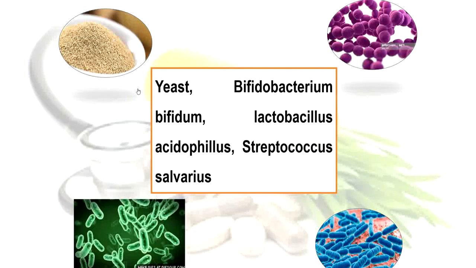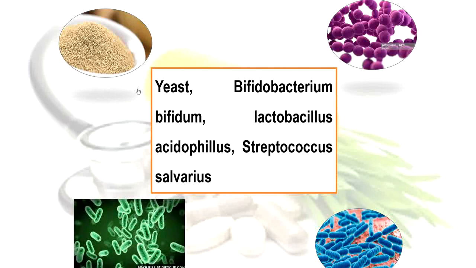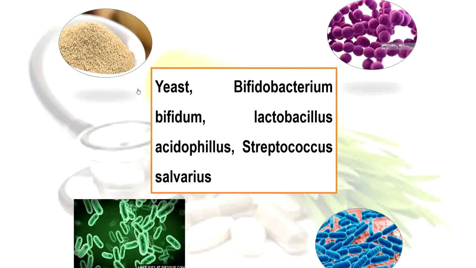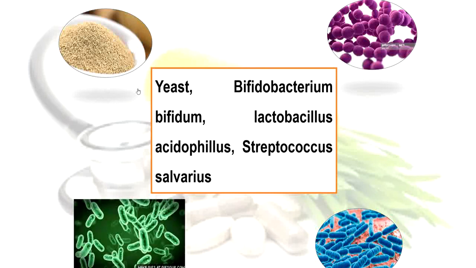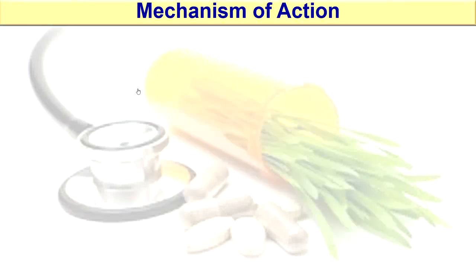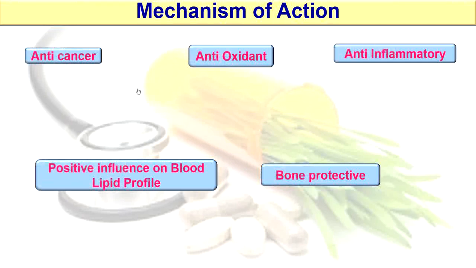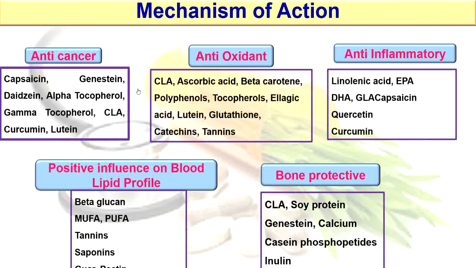When you take microbial source, yeast, Bifidobacterium bifidum, Lactobacillus acidophilus, Streptococcus salivarius are some of the nutraceutical supplying microbes. When you say mechanism of action, they are classified as anti-cancer, antioxidant, anti-inflammatory, positive influence on blood lipid profile and growth protective.